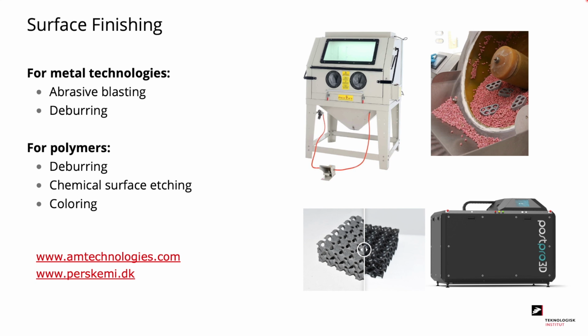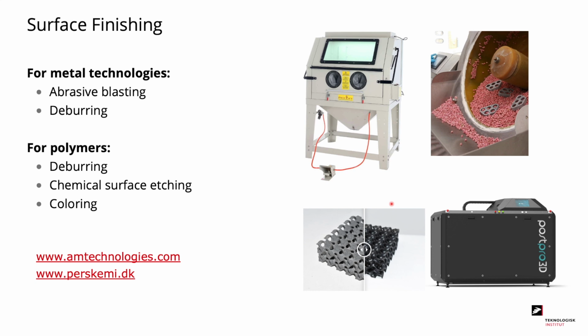Finally, we have surface finishing. For metal printing, we use more aggressive technologies. This could be abrasive blasting, where you typically use glass or corundum beads to even out the surface. It could also be deburring, where you use ceramic chips to grind the surface. For polymers, you can also use deburring. Furthermore, you can use chemical etching to seal and smoothen the surface. Finally, you can also color your parts. This is especially relevant for SLS parts.